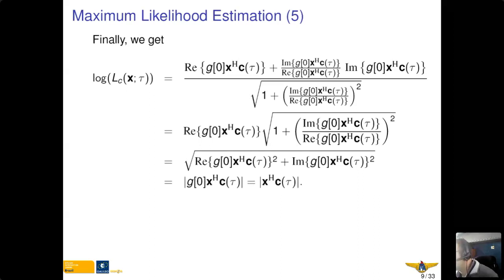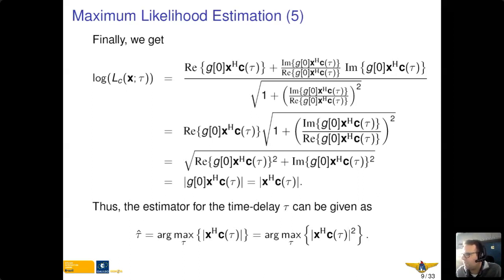So in the end, we can even drop the g of 0 because it's either 1 or minus 1. So very simple in the end: to derive the time delay estimate, we just have to derive the cross correlation between x Hermitian c with respect to a time delay tau. The estimator for the time delay is then given by maximizing this cross correlation, the absolute value or the absolute value squared. It doesn't matter with respect to tau.